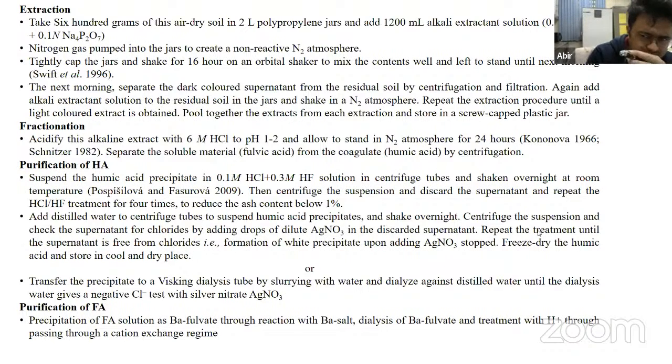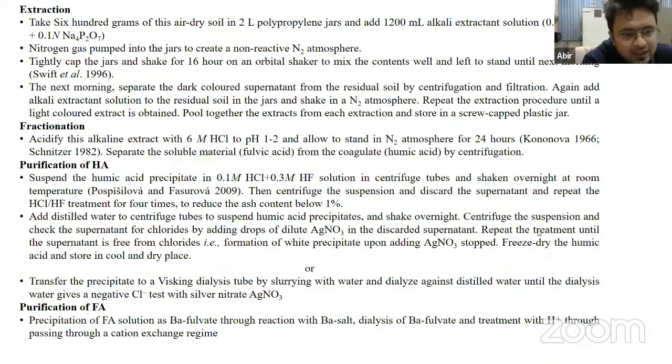Soil plus this alkali extractant solution, 0.5 normal NaOH plus 0.1 normal sodium pyrophosphate. Then it can be extracted by the same process that I was just discussing, and it contains about 16 hours shaking in a non-reactive nitrogen atmosphere, and then separation of the dark supernatant, which is basically humic acid plus fulvic acid. Then we reduce the pH to 1 to 2, and then whatever is solid, that is humic acid, whatever is soluble, that is fulvic acid.